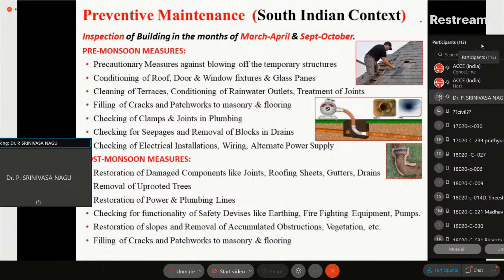Isn't it so? So restoration of the damaged components like joints, roofing sheets, gutters, drains, and uprooted roots, and you have to remove the uprooted trees. Remove the branches of trees against the flow of water. Then sometimes silting, etc., may be there in the campus, which will block the drain.